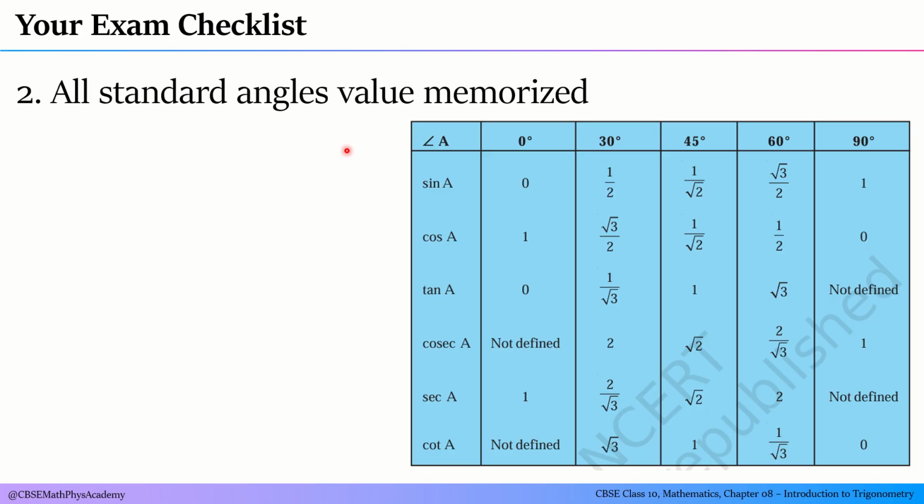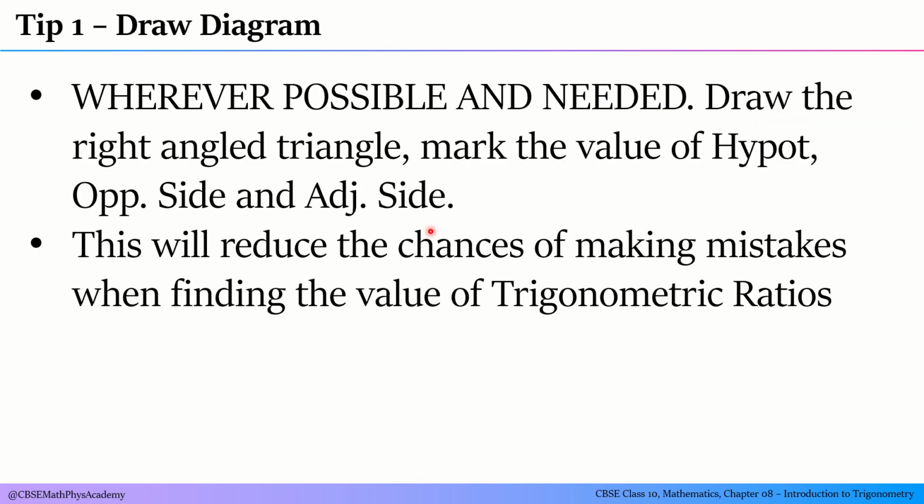The second important thing you are supposed to know is all the angles memorized for every trigonometric ratio. At the minimum, you are supposed to know at least sine, cos, and tan, so that you can arrive at the other ones with the inverse. But memorizing everything is preferable.